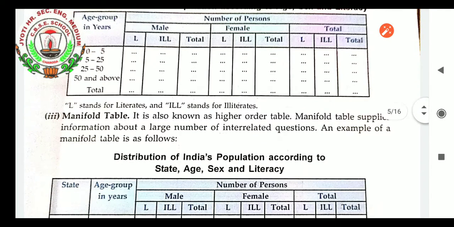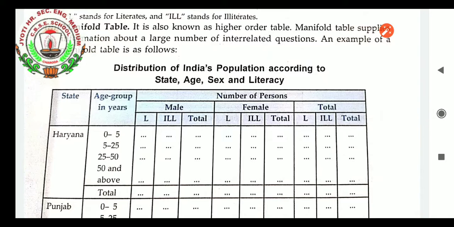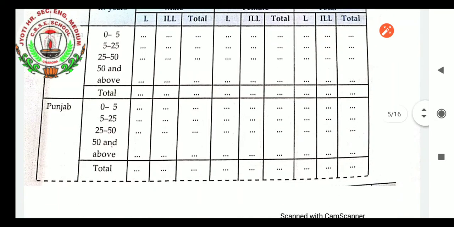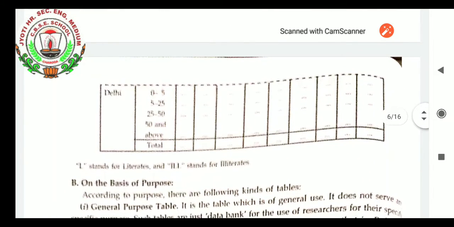Manifold table: when the table has many headings, it is also known as a higher order table. A manifold table supplies information about a large number of interrelated questions. An example of a manifold table: you can see the number of persons state-wise. Up to the first part it is the same as the treble table, but after that it is divided again, state-wise: Haryana, Punjab, and so on. It is known as a manifold table when a table has many headings, more than three.